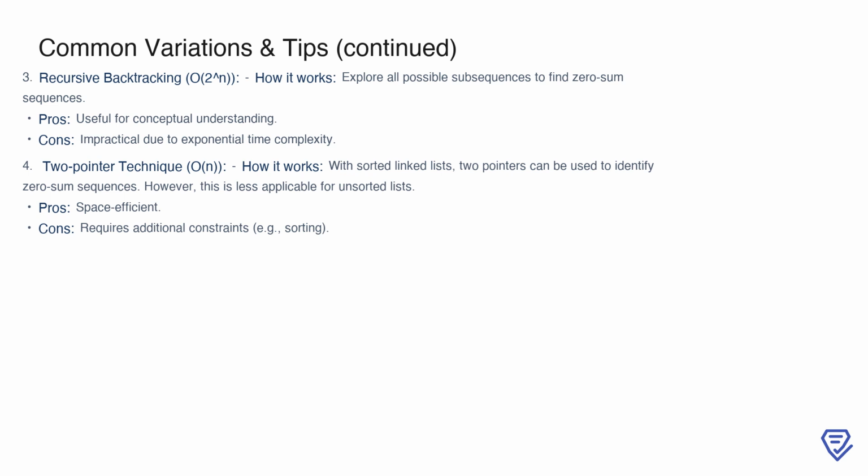Lastly, there's the two-pointer technique, which is effective in O(n) time for sorted linked lists. By using two pointers to identify zero-sum sequences, this method is more space-efficient. However, it requires that the linked list be sorted beforehand, which limits its applicability to unsorted lists. Each of these approaches has its advantages and disadvantages, so the choice of method often depends on the specific constraints and requirements of the problem you're solving.